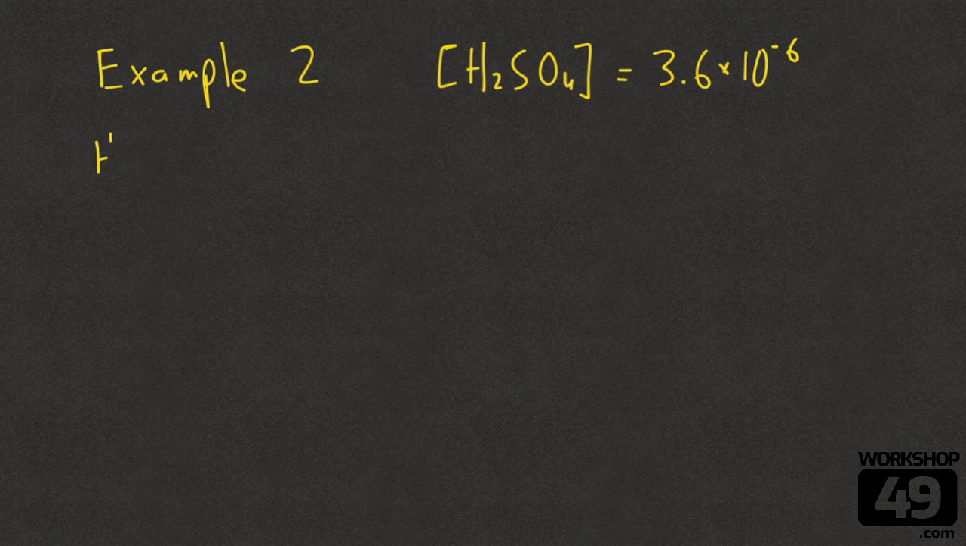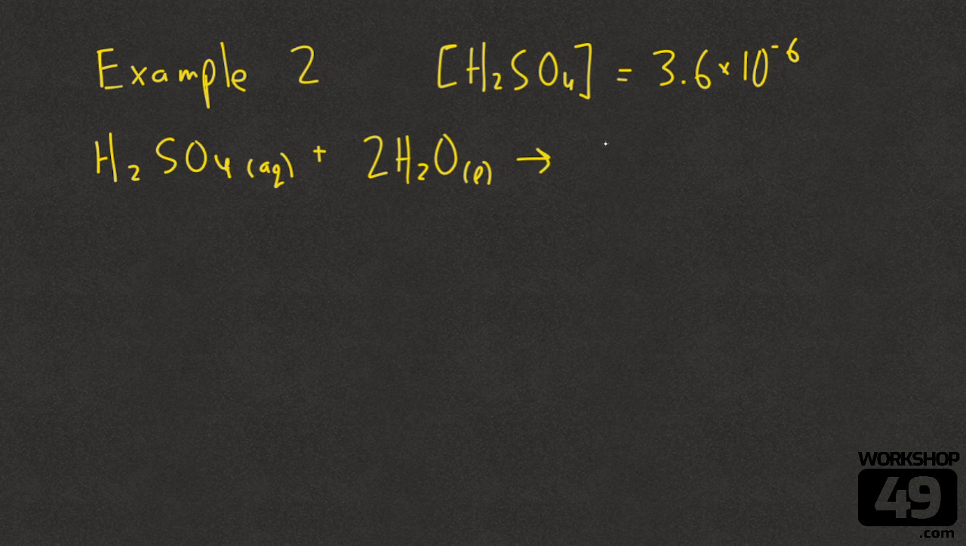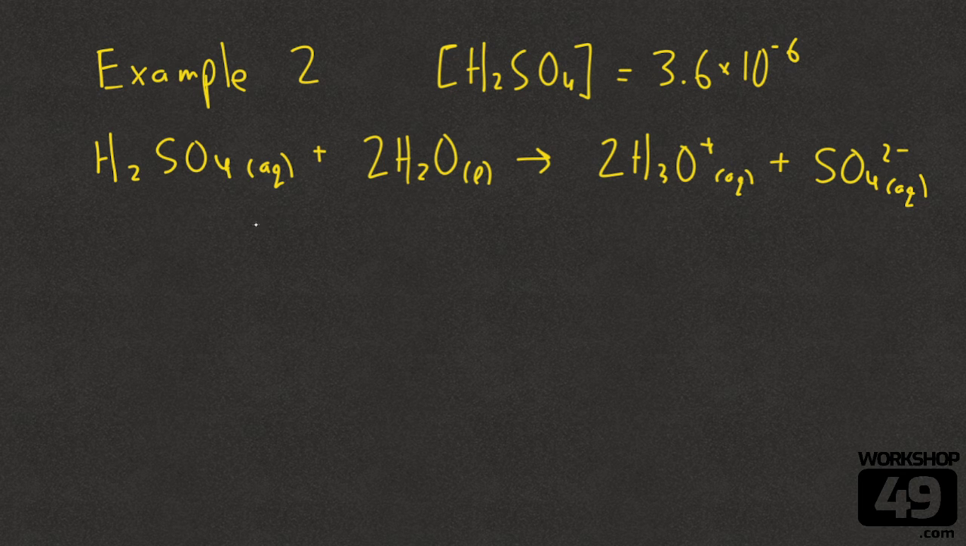If we were to write out this simplified dissociation equation, we'd end up with H2SO4 aqueous plus 2 waters is going to produce 2 H3O+, our sulfate. This time, instead of our sulfuric acid being a 1:1 ratio with our hydronium, for every 1 sulfuric acid we have, we're going to get 2 hydronium.